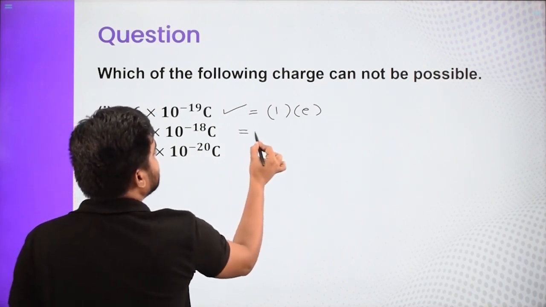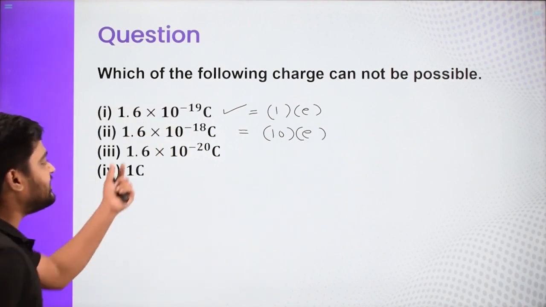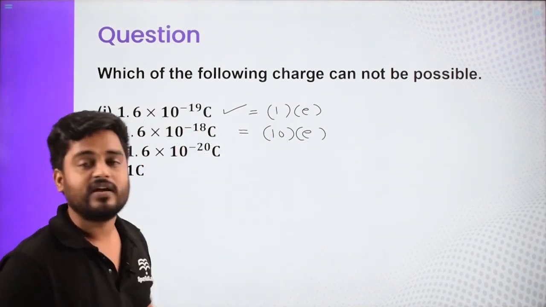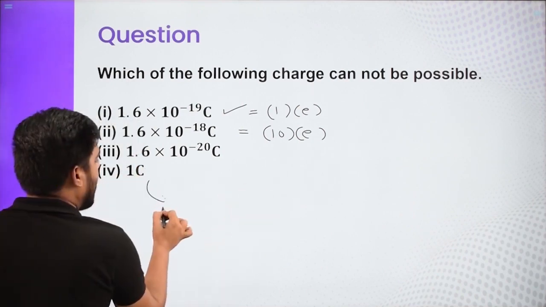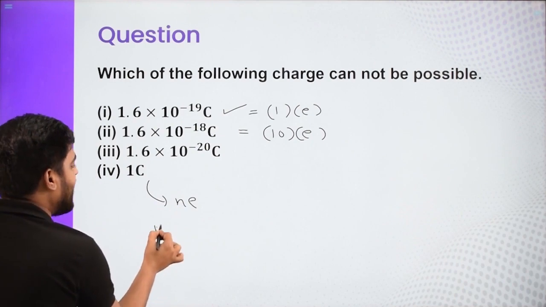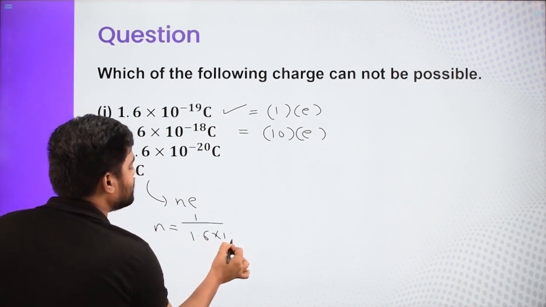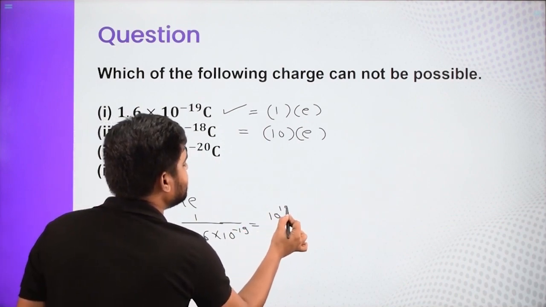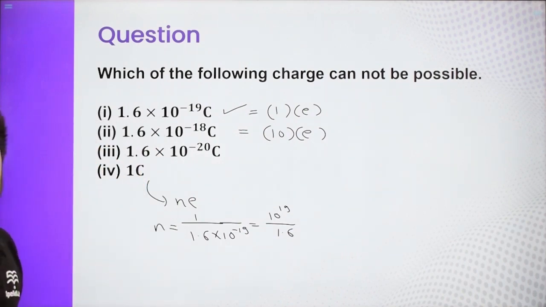The second charge is 10 times e, because e is 1.6 into 10 raised to power minus 19. When you multiply with 10, you get 1.6 into 10 raised to power minus 18. And what about the last charge? I say this is ne, then what will be n? n will be 1 divided by 1.6 into 10 raised to power minus 19, which is nothing but 10 raised to power plus 19 divided by 1.6, and this is also an integer number.